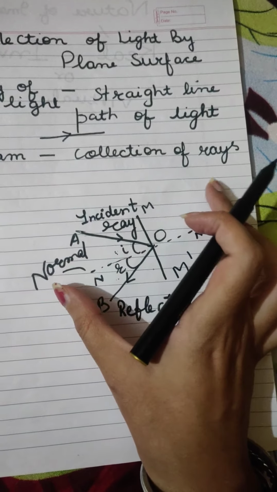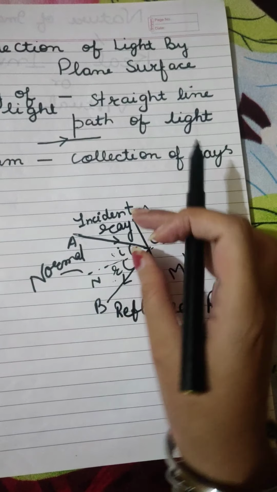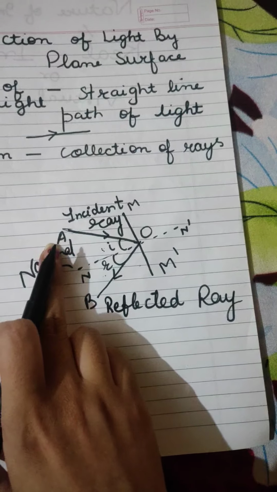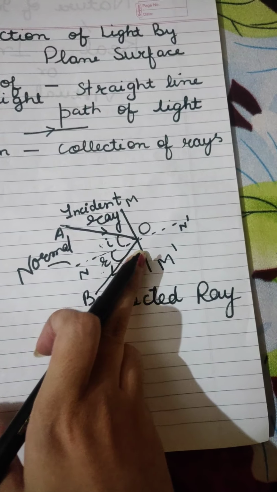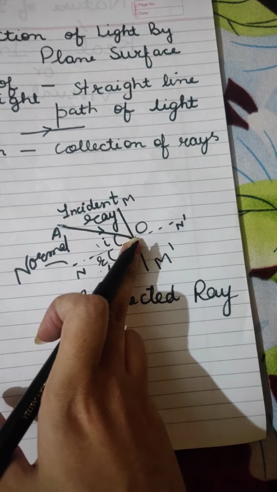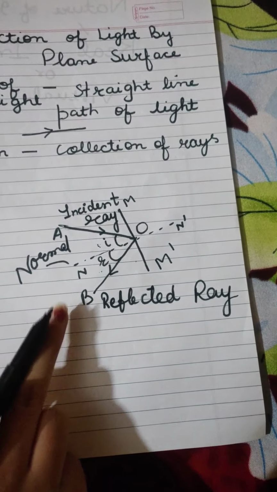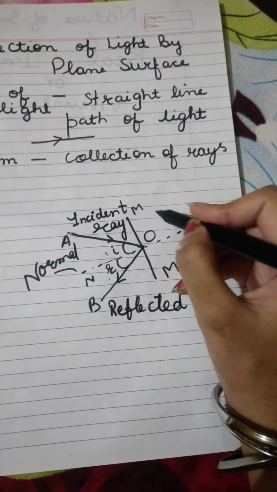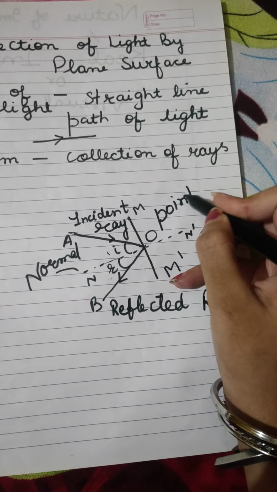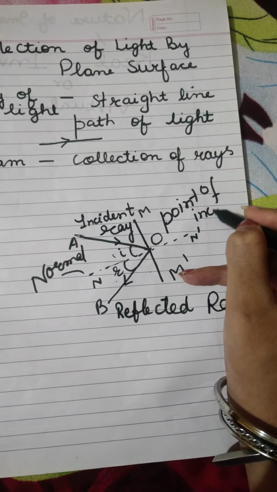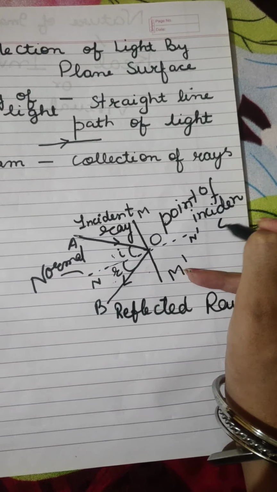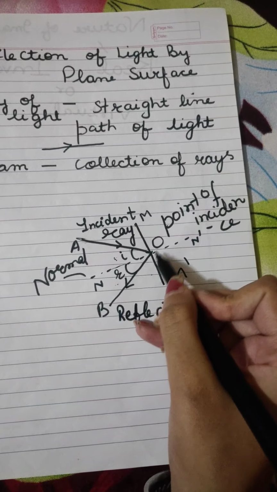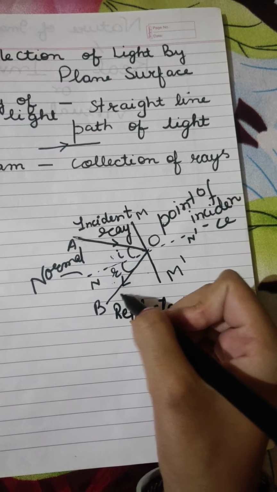So this is how reflection occurs by a plane surface. Take a plane surface. A ray of light is going to strike the plane surface, and after striking it, obviously it will not be able to pass, so it will get bounced back. The point where it is striking, we name as the point of incidence. And the ray that gets reflected back, we name as the reflected ray.